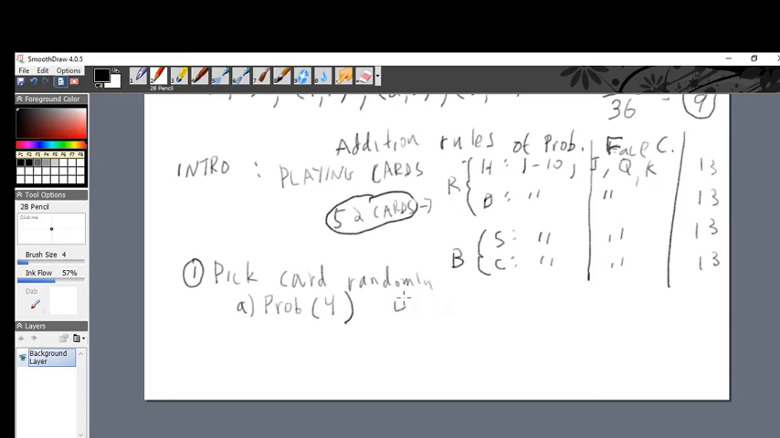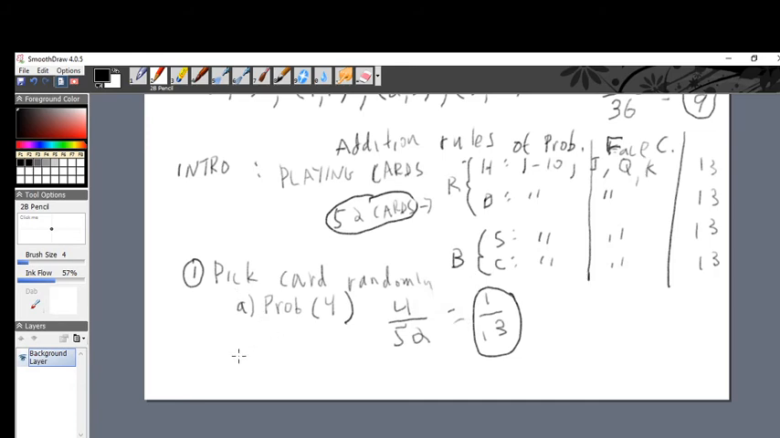There are 4 4s in the deck. How many total cards are in the deck? 52. So here's the probability. We have to reduce it. 4 goes into 4 once and into 52 13 times. Here is the answer. It's a 1 in 13 chance of picking a 4. That's problem 1A.